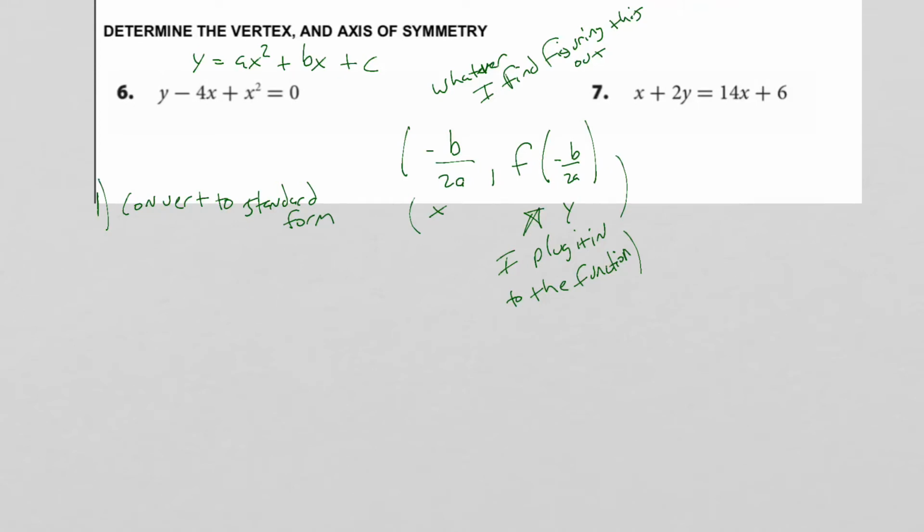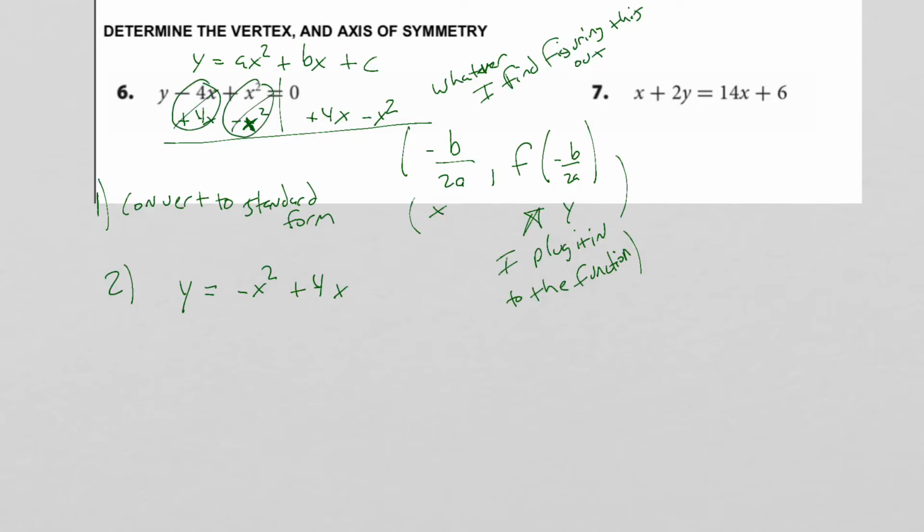So how do I do that? I've got to add 4x to both sides, and I have to subtract x squared from both sides. Right, and when I do that in standard form, I get y is equal to negative x squared plus 4x. And then this and this are going to cancel, and then there's no numbers.